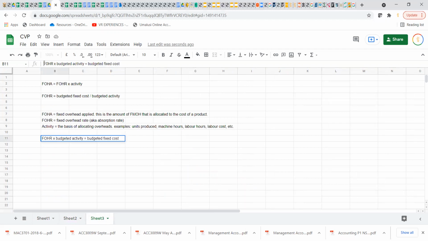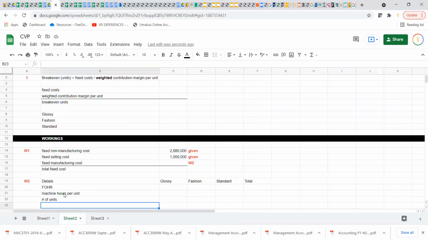We were given the fixed overhead rate, but now we need budgeted activity. We know the activity is machine hours, but we don't want machine hours per unit. We want total machine hours. And that is why they gave us machine hours per unit over here. We don't want that. We want total machine hours. So to get total machine hours, you say machine hours per unit times number of units produced. Okay, I hope that makes sense. Please stop me if you need further clarification.